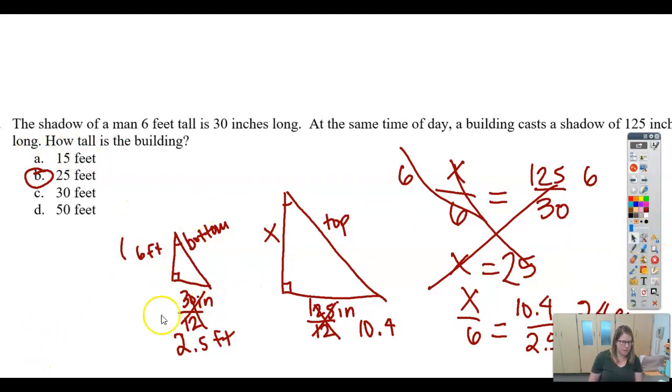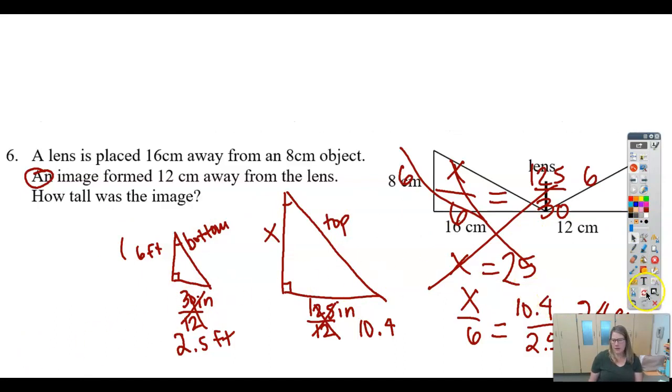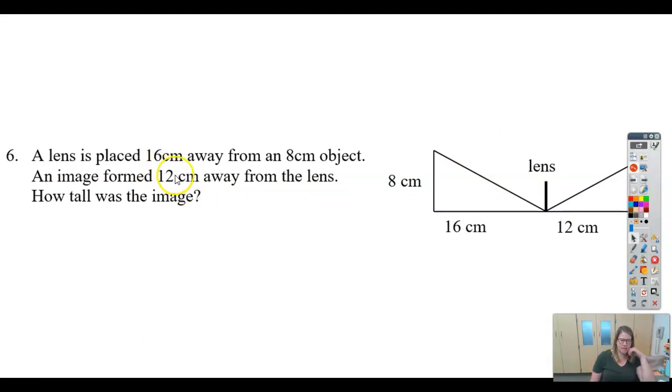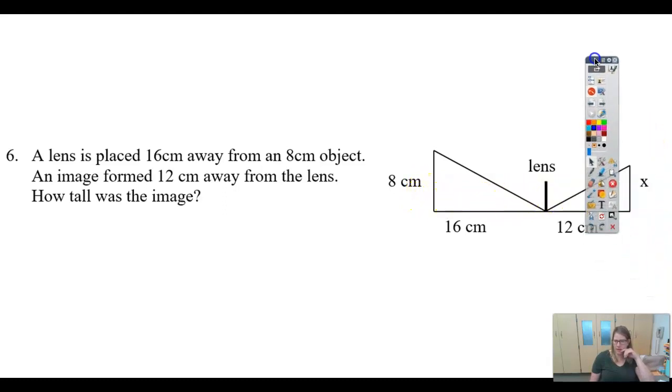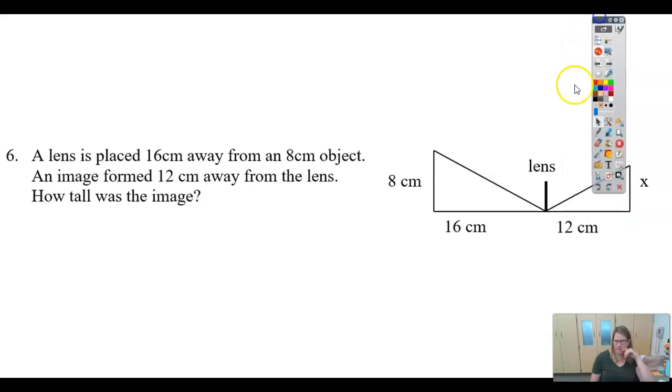Okay, let's do the next one. All right. A lens is placed 16 centimeters away from an 8 centimeter object. So here's the lens. Here's the distance between the object and the lens, and here's the height of the object. An image formed 12 centimeters away from the lens. How tall is the image? So our picture here is kind of hidden. So we're looking for this height here, this x.